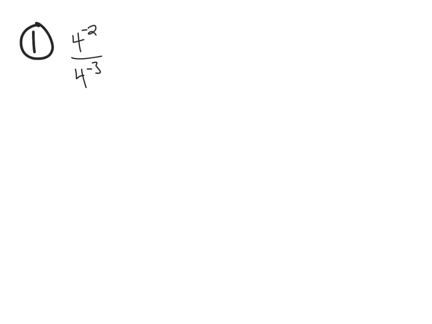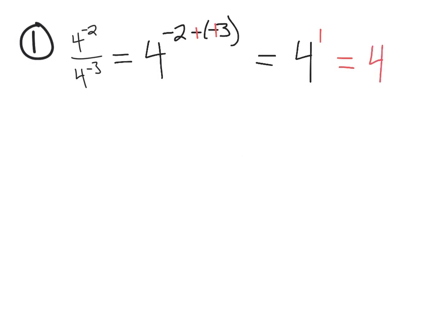We have common bases, which means I'm going to subtract the exponents if we are dividing. So if I'm looking at this problem, I have -2 minus a -3, okay? And if I subtract the exponents, -2 minus a -3, do the chop chop, that'll be 4 to the positive first power. That is my answer.